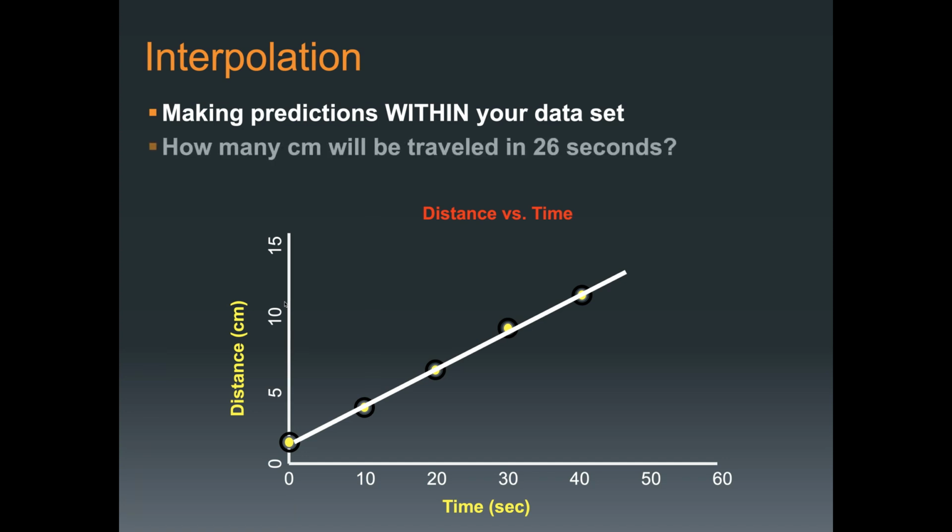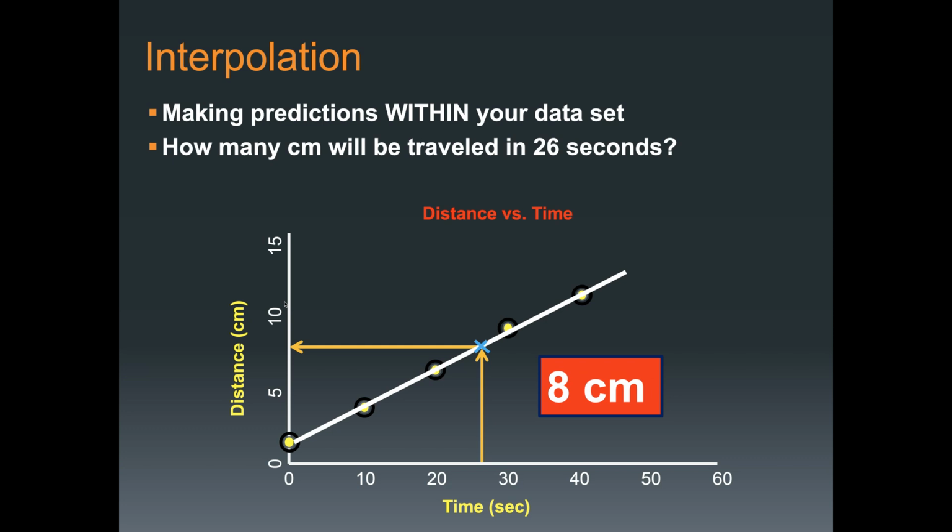That's called interpolation. So how many centimeters will be traveled in 26 seconds? So we go to roughly 26 seconds. Put a little X there, not a circle with a data point, because it's not data, it's just a prediction. I'm putting an X there. And then I'm going to shoot over to the other axis. And that looks like it's a little more than halfway between 5 and 10. So let's call that 8 centimeters.